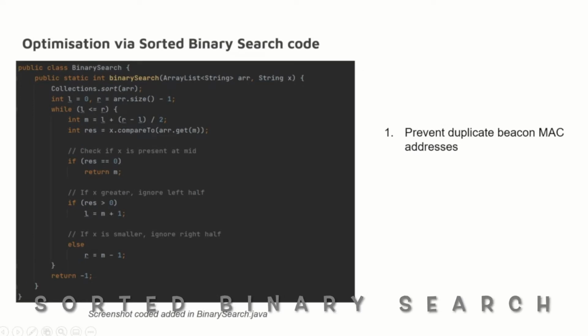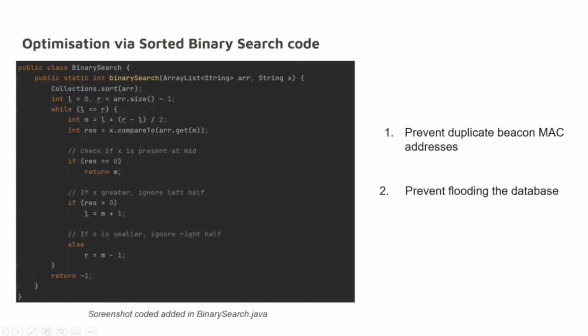Sorted binary search was implemented to prevent duplicated beacon MAC addresses from being sent over to the Flask server constantly and flooding the database when performing insert query. The code was written to compare strings and filter out similar strings within an array and return the filtered string back to the function as shown in the screenshot.